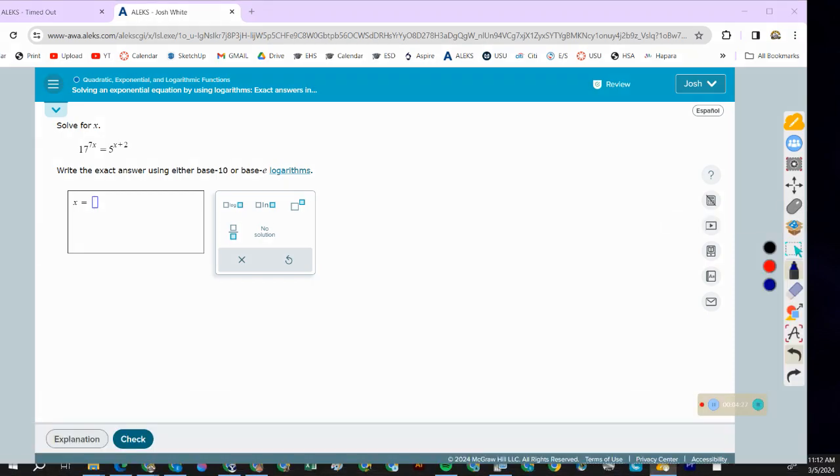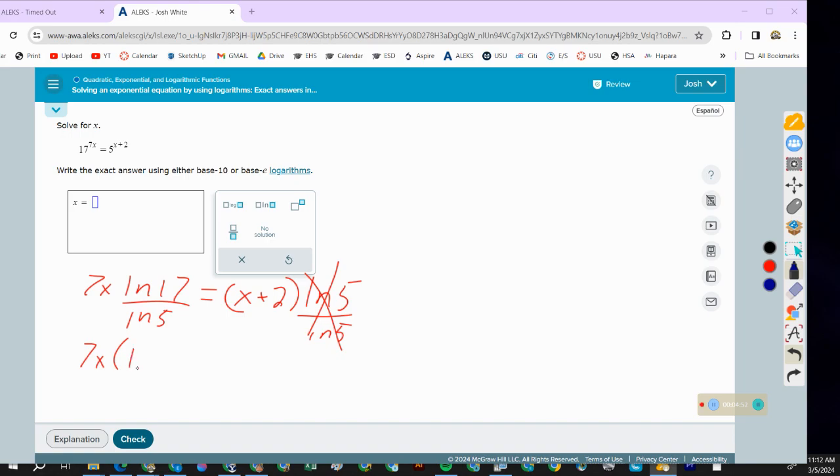All right, same idea here. 7x ln of 17 is equal to x plus 2 ln of 5. And I would divide again. That way you only have one bad number. So the ln of 17 divided by the ln of 5 is going to be 7x times 1.76, and it has a lot more numbers. And that is equal to x plus 2.